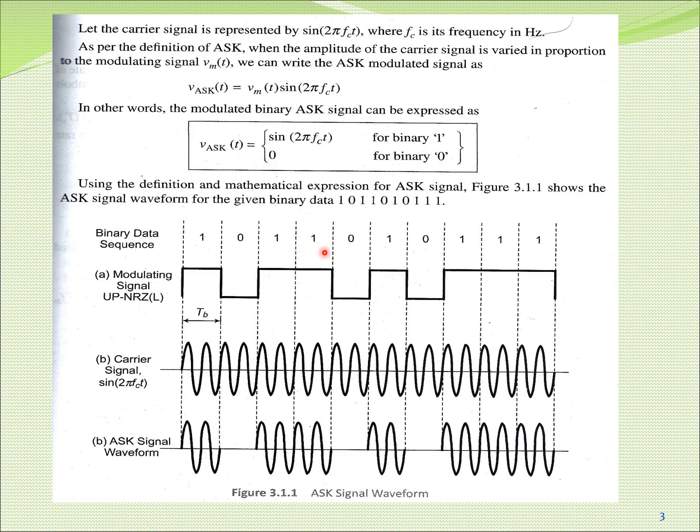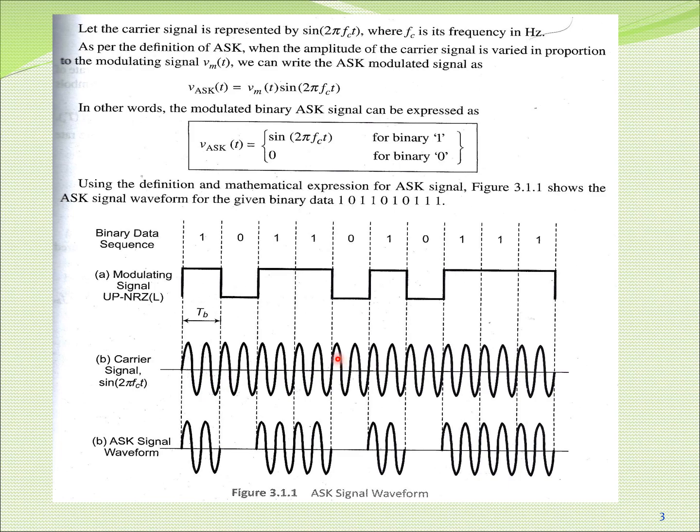Using this definition, let us take a waveform for the binary data 10110101111. So it's a binary data sequence. We are drawing it for non-return to zero, where it exists for the entire duration. It is 1, then for 0 it is 0, for 1 we take this value, and again it continues with 1, 0, 1, 0, 1, 1, 1. My carrier signal is an analog signal, represented by sine of 2 pi fct. So this is the message signal, and this is the carrier signal.